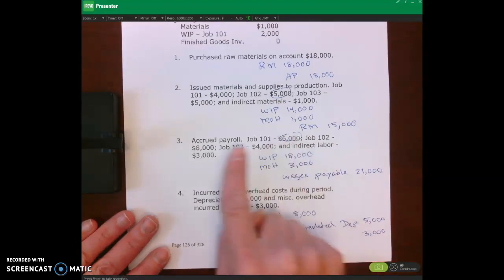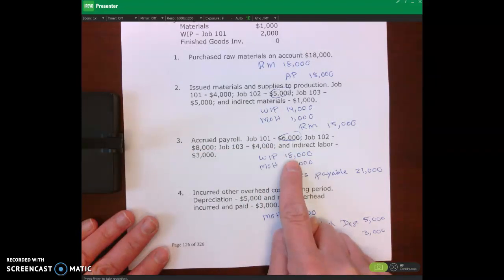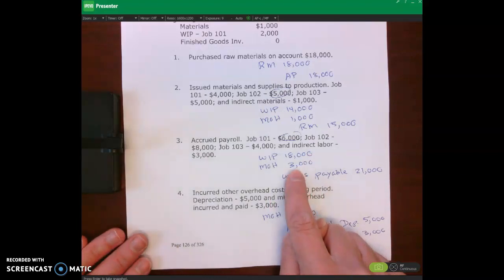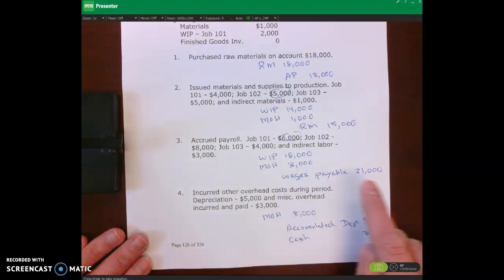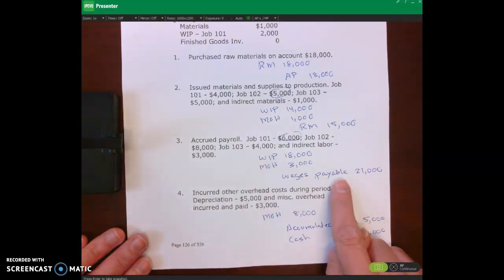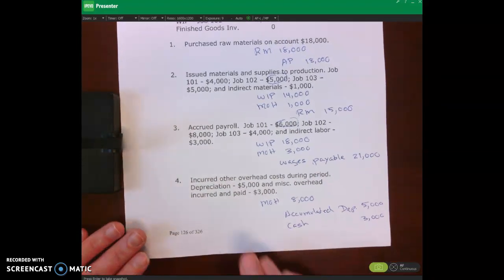Payroll, this is direct labor. We debit WIP for the total, $18,000, that's total direct labor. And then we debit manufacturing overhead for the indirect labor of $3,000. We're not told that these wages have been paid, so it goes to our liability of wages payable for $21,000.